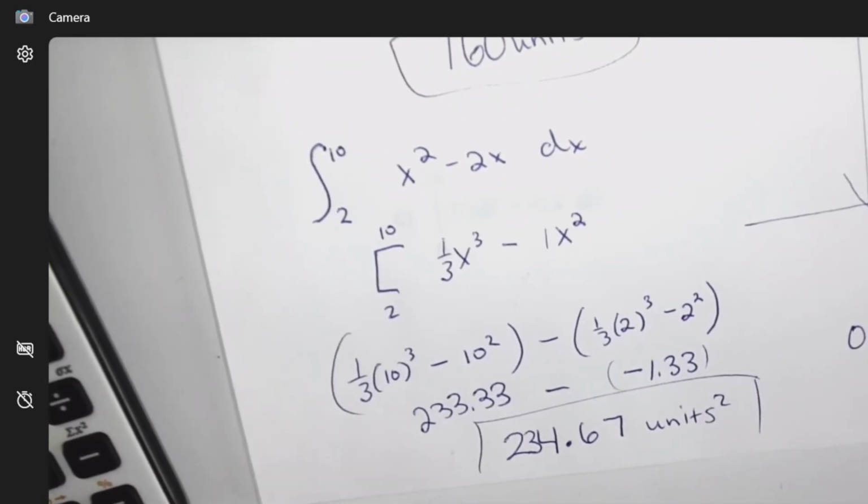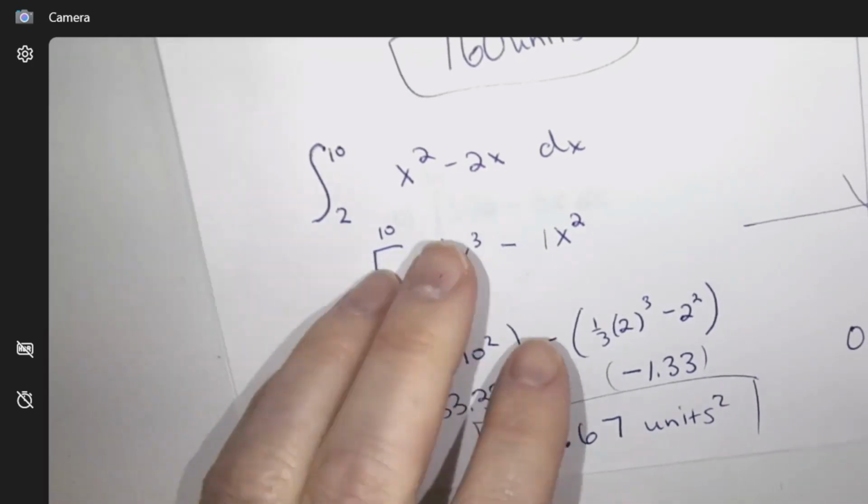Actually, those estimates were pretty good. The midpoint and the trapezoid were right in between them. This one's way off.